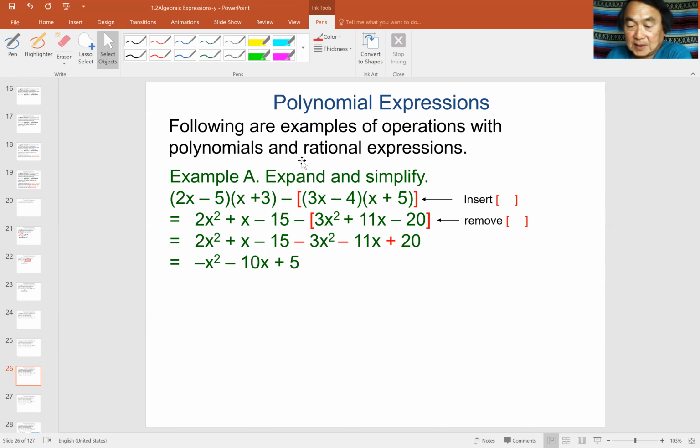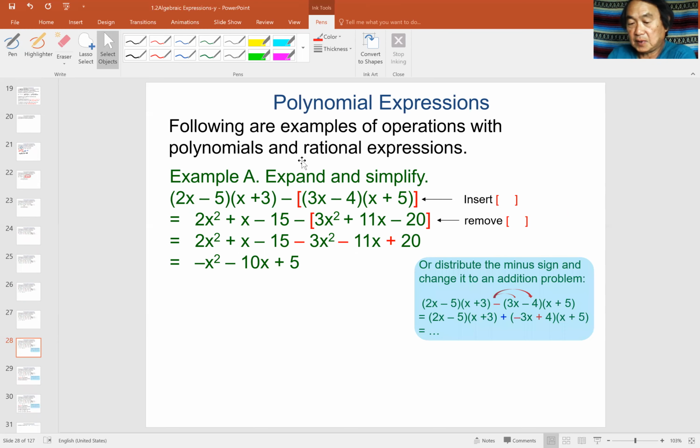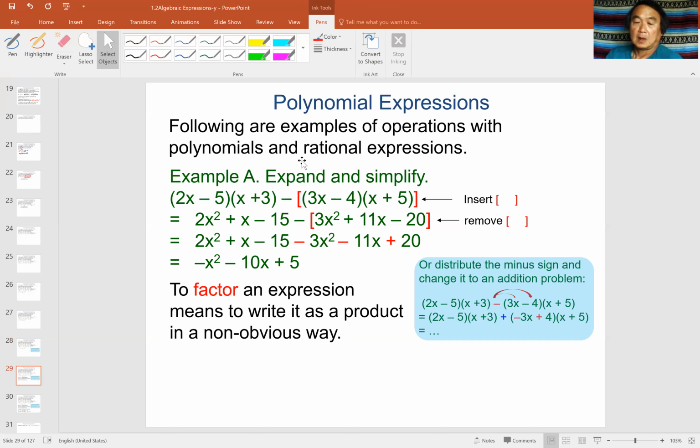Another way to do this is you can put a minus sign into one of the parentheses and change the problem into an addition problem. Then you don't have to worry about sign changing. Okay, so these are examples of simple calculations like this. You have to watch out for subtractions. So what else do we do?